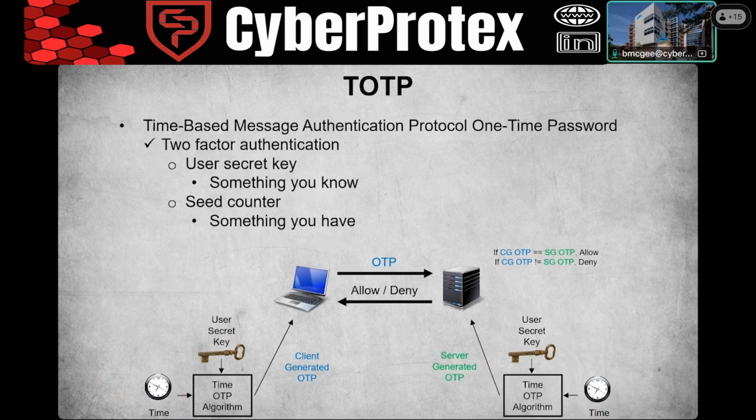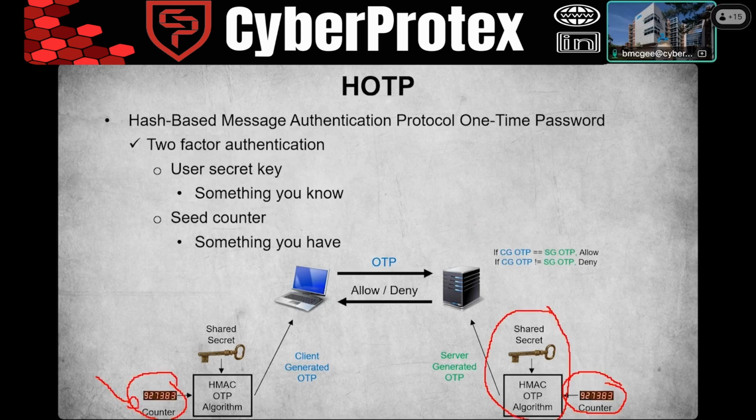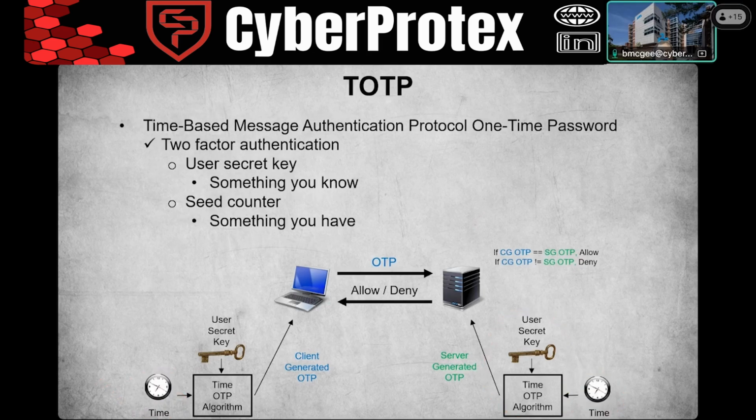HOTP uses counters specifically, the hash-based. Whereas this one uses a time-based message authentication protocol and a one-time password, which is very similar to the previous one, except the seed counter here is time. So it timestamps it and gives you a one-time password, as well as some sort of expiry period that you have to use it for. That's the TOTP. Both of those are different types of one-time passwords.